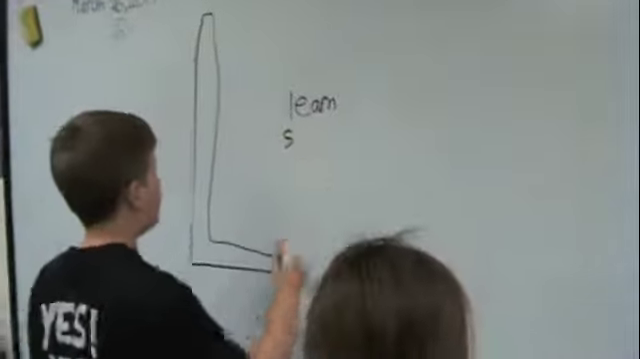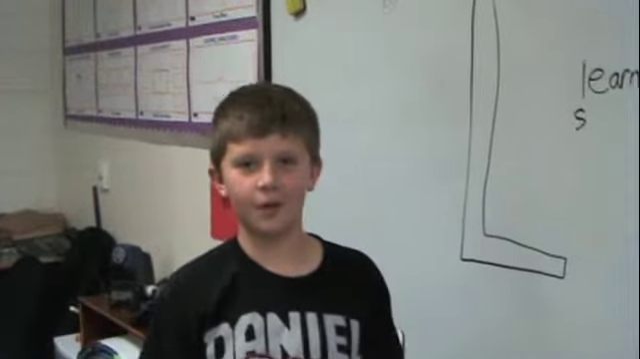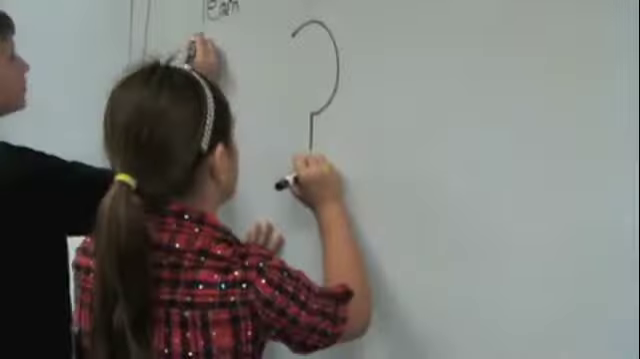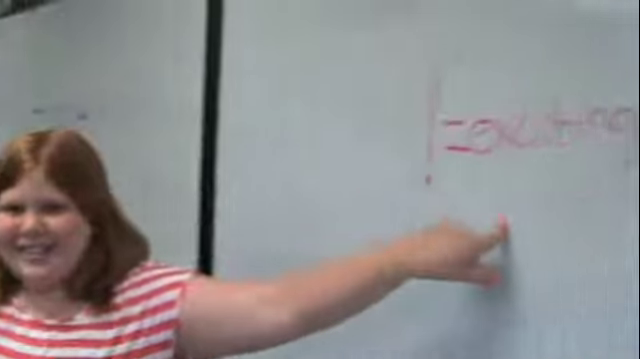Chase, what is that? It's L. When you do an annotation for L, it means that you learn something new. Good. Natasha? This is the question mark. It means I have a question. Cool. That is the star. It means something's important. This is an exclamation mark, and it means it's exciting.